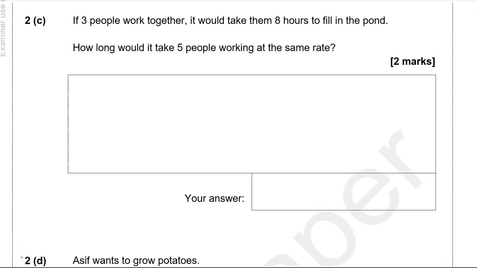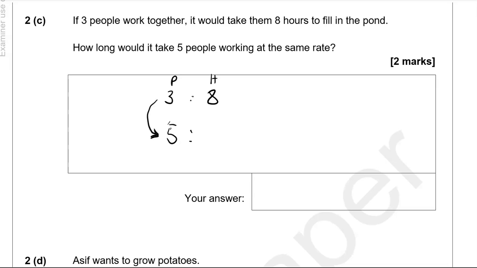If 3 people work together, it would take them 8 hours to fill in the pond. How long would it take 5 people working at the same rate? So 3 people takes them 8 hours. How long would it take 5 people? Now this is inverse proportion, because the more people get involved working at the same rate, this is going to take less time to complete.